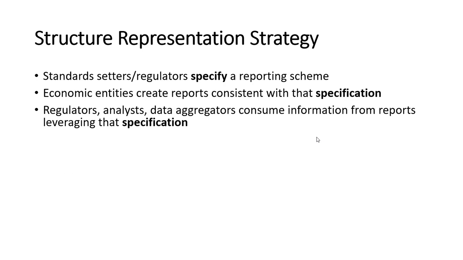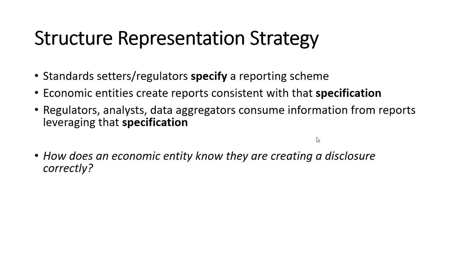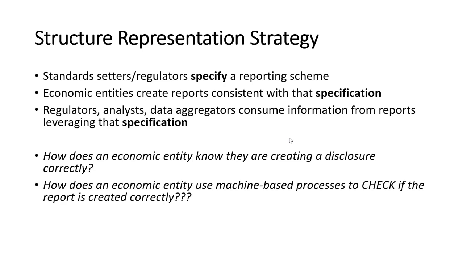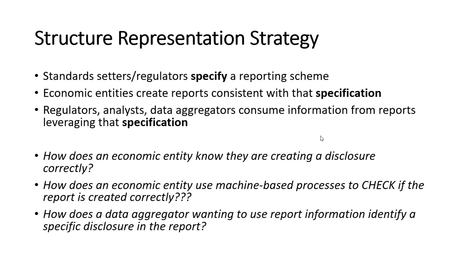So ask yourself a question. How does an economic entity know they are creating a disclosure correctly? How does the economic entity use machine-based processes to check if the report is created correctly? And how does a data aggregator wanting to use the reported information identify a specific disclosure in a report? Think about this stuff not in human-readable terms, but in machine-readable terms.